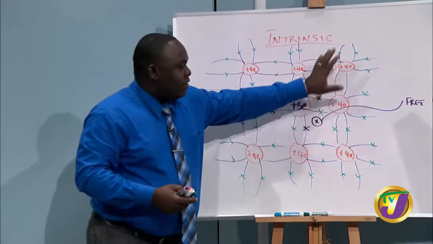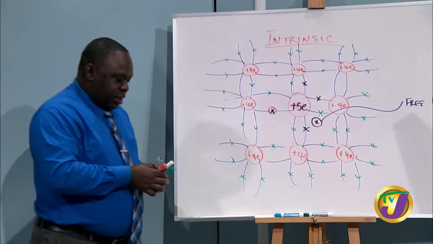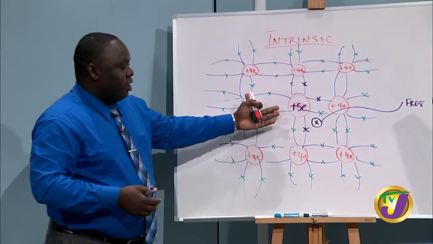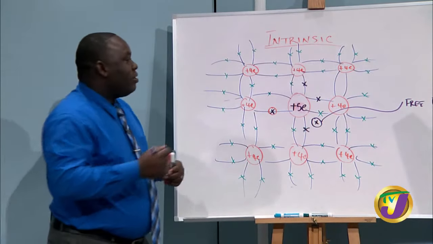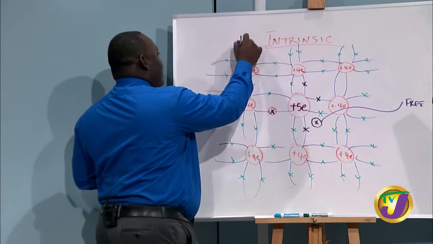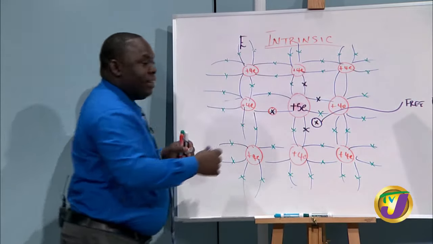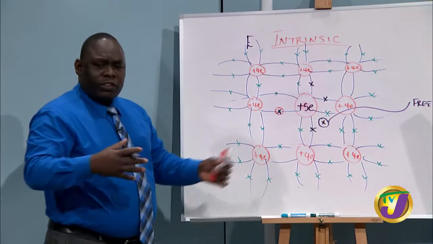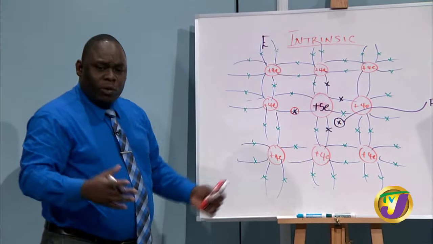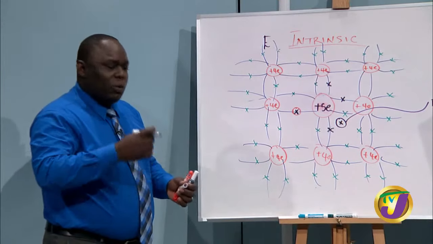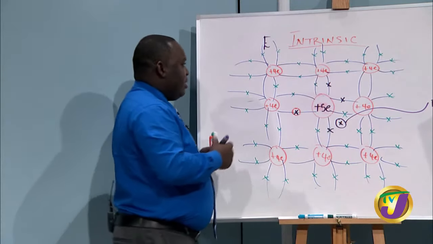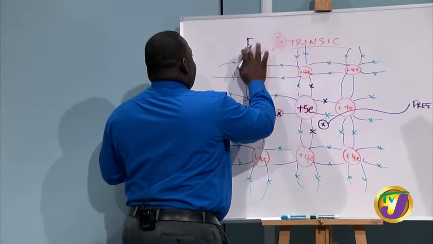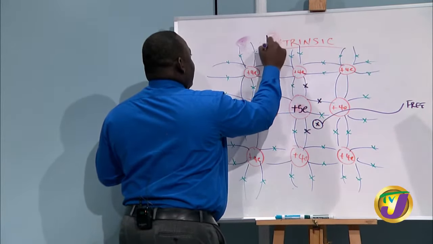Now, for a semiconductor material, we could dope it with a few other group 5 elements, and as a result of doping it with a few other group 5 elements, what we will now have is 2 or 3 free electrons moving about, wandering about. And then as a result, we're able to actually work with that structure. Now, this is an extrinsic semiconductor material.